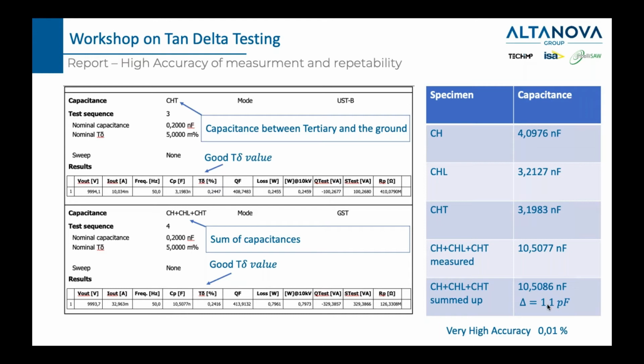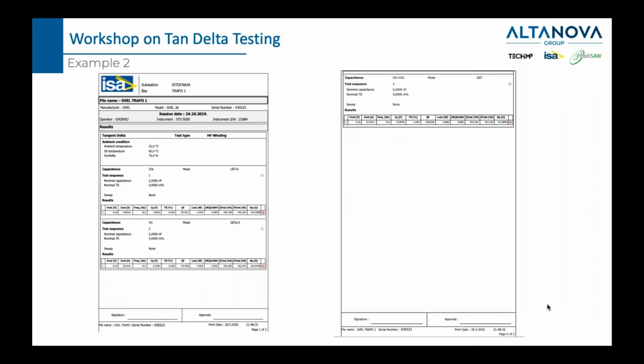The next step here would be measuring CL, low voltage to ground, CLT, low voltage to tertiary, and then CT, the tertiary to ground. And then you would have all the values.